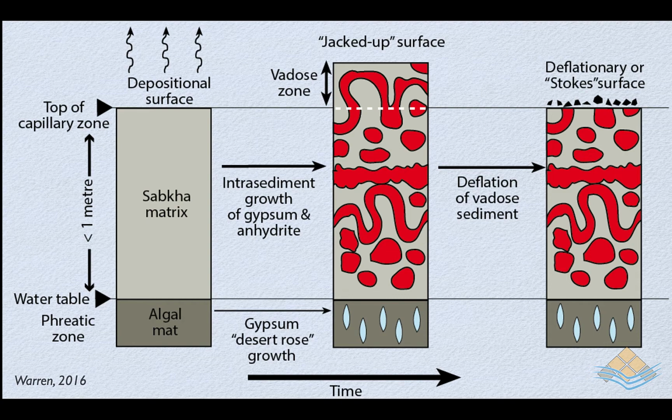So to identify a Sabkha in the rock record, you must always identify a deflation surface. If you don't have a deflation surface, you have no clear indication that that was a Sabkha association. The other thing to notice here is that the thickness of the supratidal or the suprawater table succession is defined by the thickness of that capillary fringe.